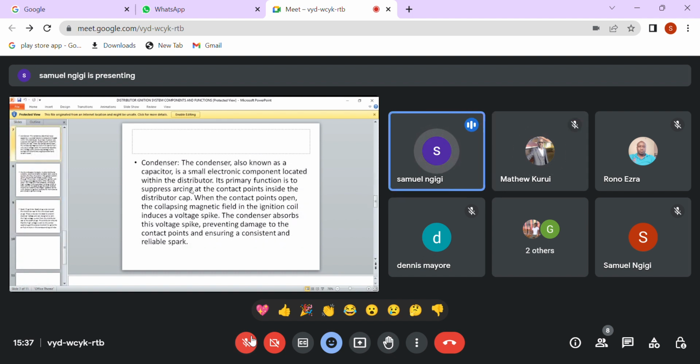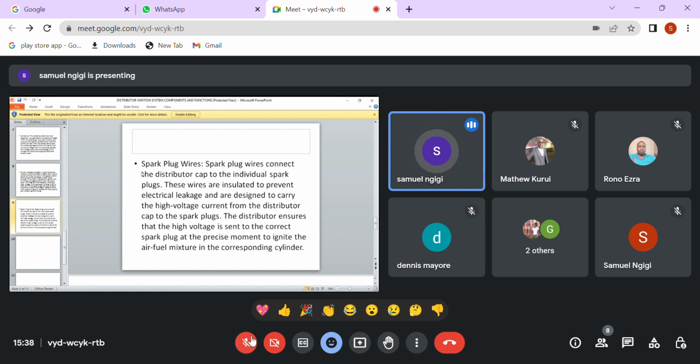Next, we are going to look at the condenser. The condenser, also known as a capacitor, is a small electronic component located within the distributor. Its primary function is to suppress arcing at the contact points inside the distributor. When the contact points open, the collapsing magnetic field in the ignition coil induces a voltage spike. The condenser absorbs this voltage spike, preventing damage to the contact points and ensuring a consistent and reliable spark.